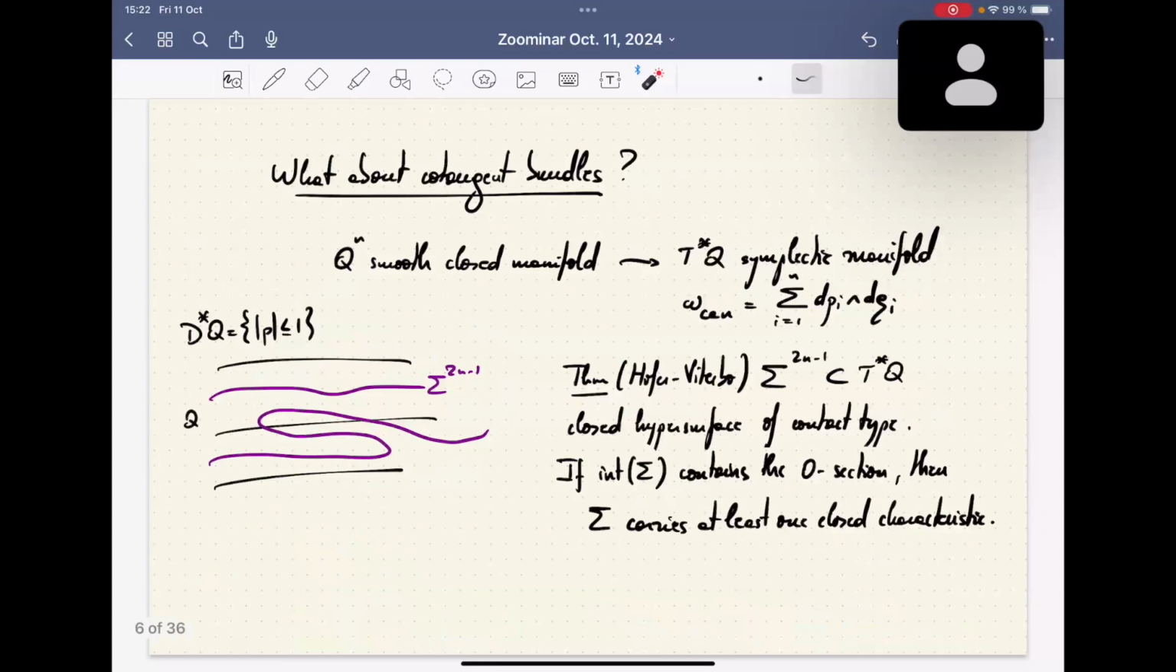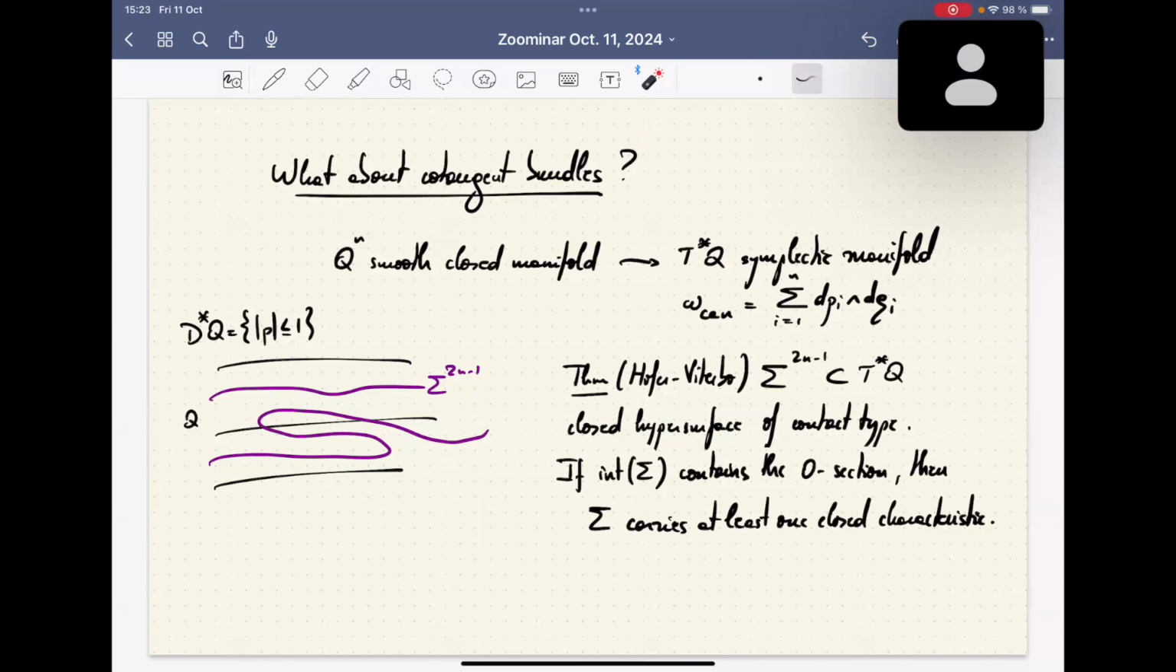So what about cotangent bundles? I'm looking at a smooth closed manifold and at its cotangent bundle, which carries the canonical symplectic form. And again, a foundational result of Hofer and Viterbo, perhaps '89 or around those years, says that if we have a closed hypersurface inside the cotangent bundle that is of contact type and such that it encloses the zero section, then it carries at least one closed characteristic.